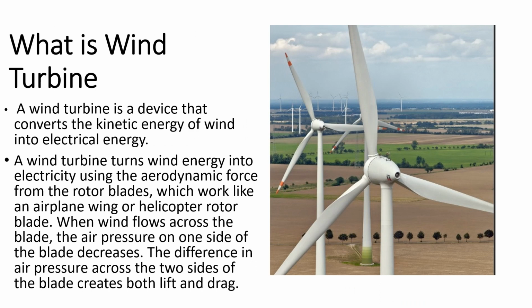A wind turbine is a device that converts the kinetic energy of wind into electrical energy. A wind turbine turns wind energy into electricity using the aerodynamic force from the rotor blades, which work like an airplane wing or helicopter rotor blade. When wind flows across the blade, the air pressure on one side of the blade decreases. The difference in air pressure across the two sides of the blade creates both lift and drag.